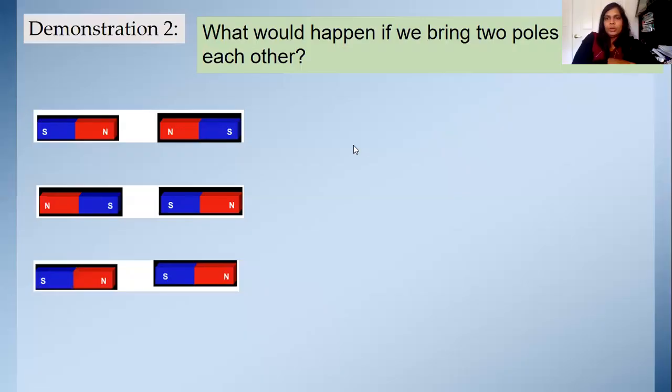Okay, here we go. So let's say we have magnets. Now we know there are two poles in a magnet, the North Pole and the South Pole. In these pictures, the red color represents the North Pole and the blue color side represents the South Pole. So what happens if we bring two poles close to each other?